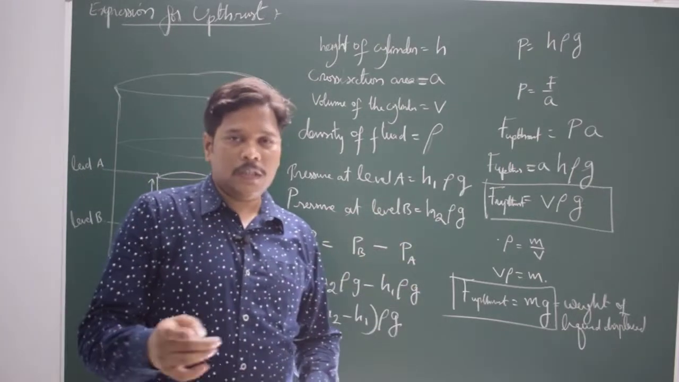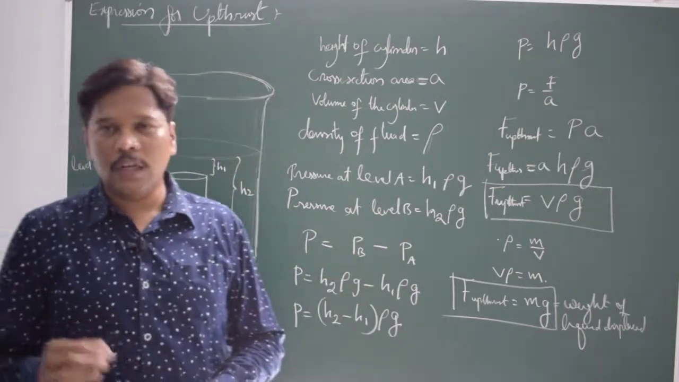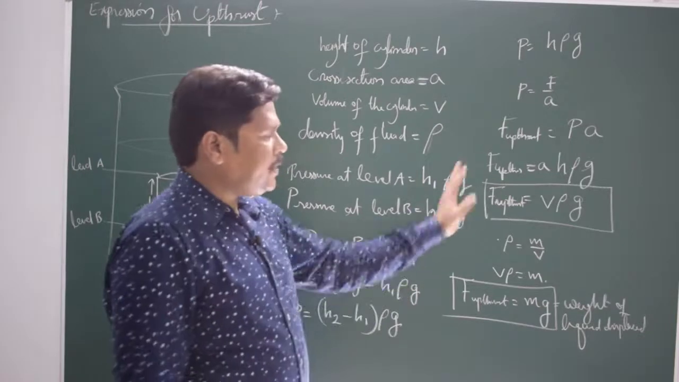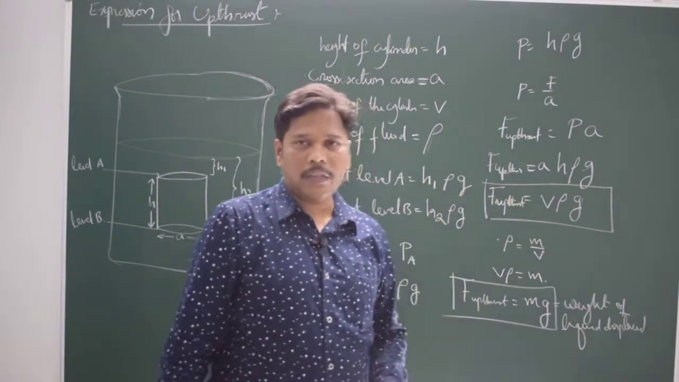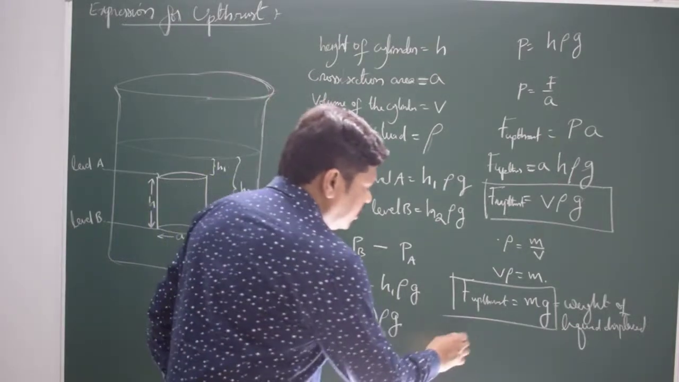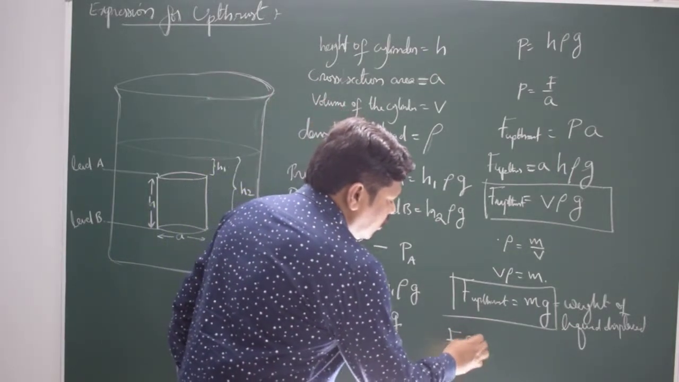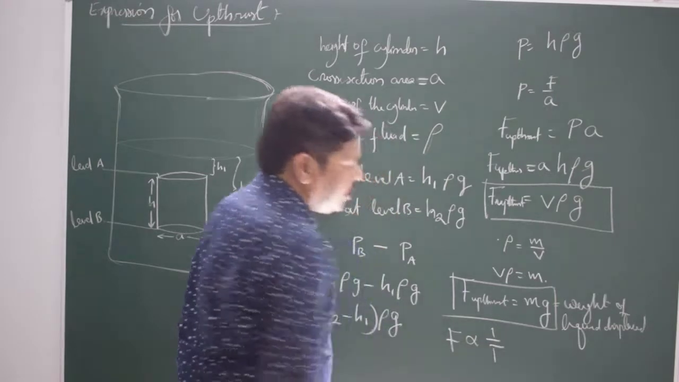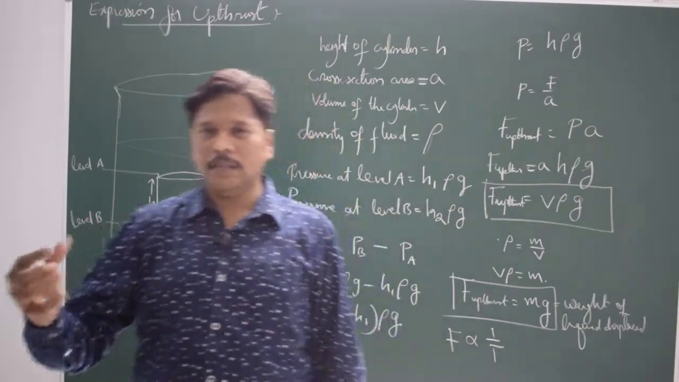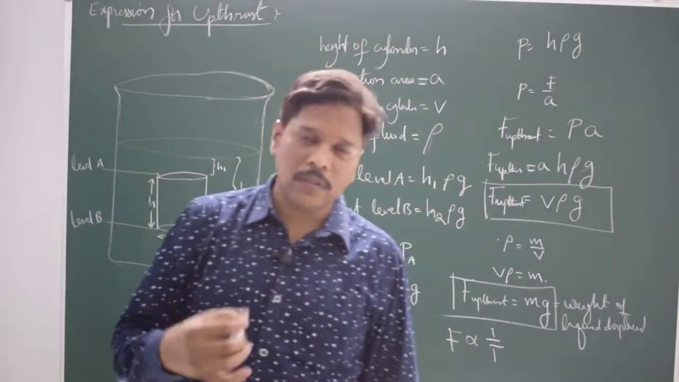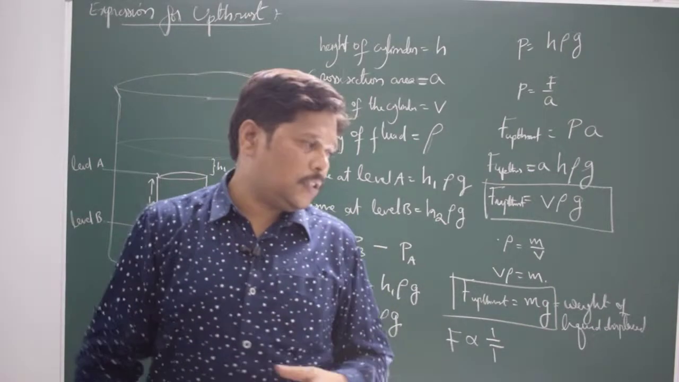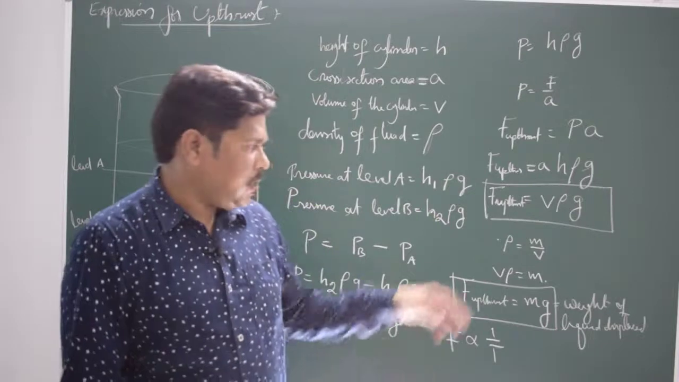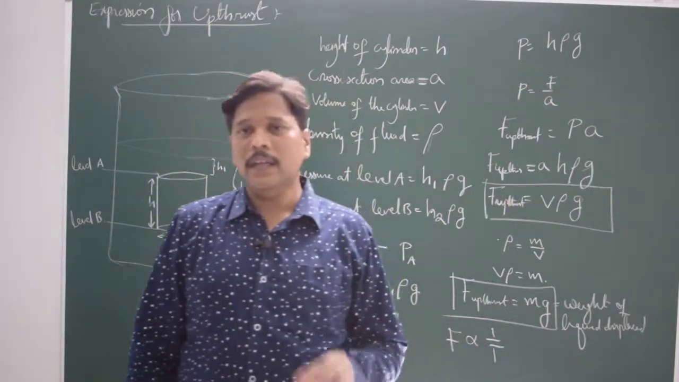One more thing: upthrust is inversely proportional to the temperature. We take upthrust as directly proportional to the volume, to the density of the liquid and to acceleration due to gravity, but it is inversely proportional to the temperature. If the temperature of the liquid increases, the upthrust or buoyant force decreases, because on heating, the volume increases as a result and the density of the liquid decreases.